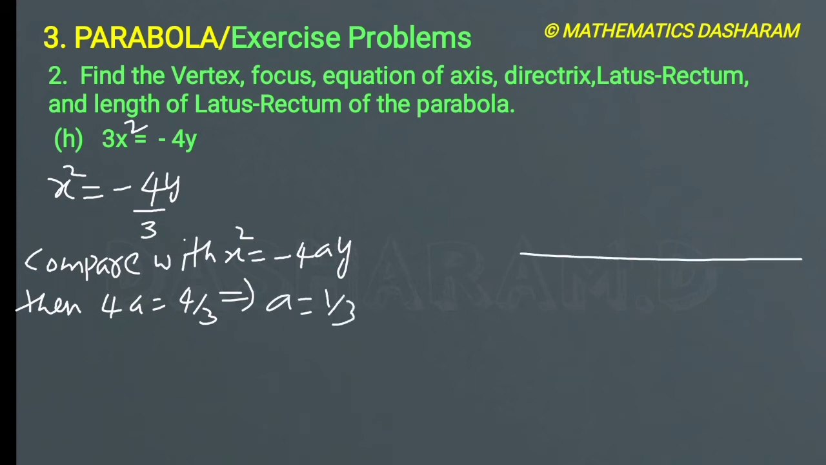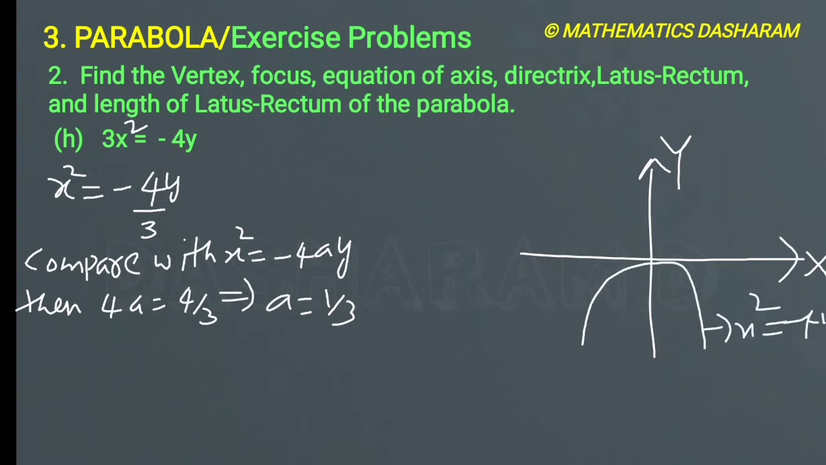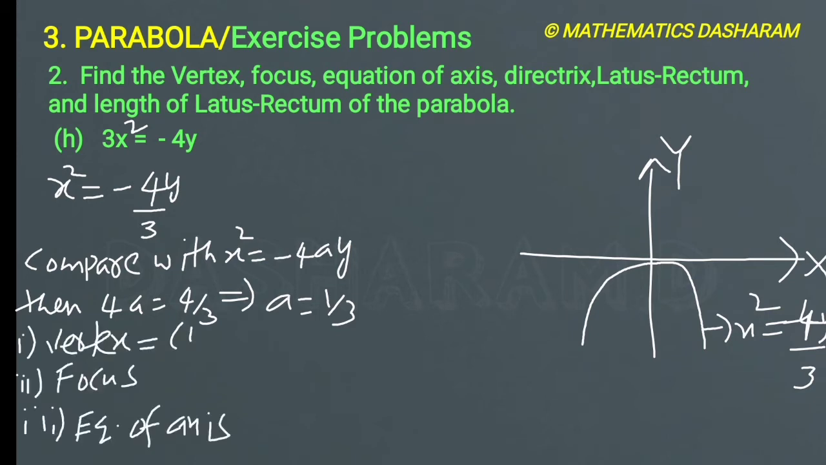Let's draw the diagram. Here x-axis, this is y-axis. Here we will get a downwards parabola and its name is x square equals to minus 4y by 3. So the first answer is vertex. The vertex is 0 comma 0. Next the focus. Focus is 0 comma minus a, so 0 comma minus 1 by 3.